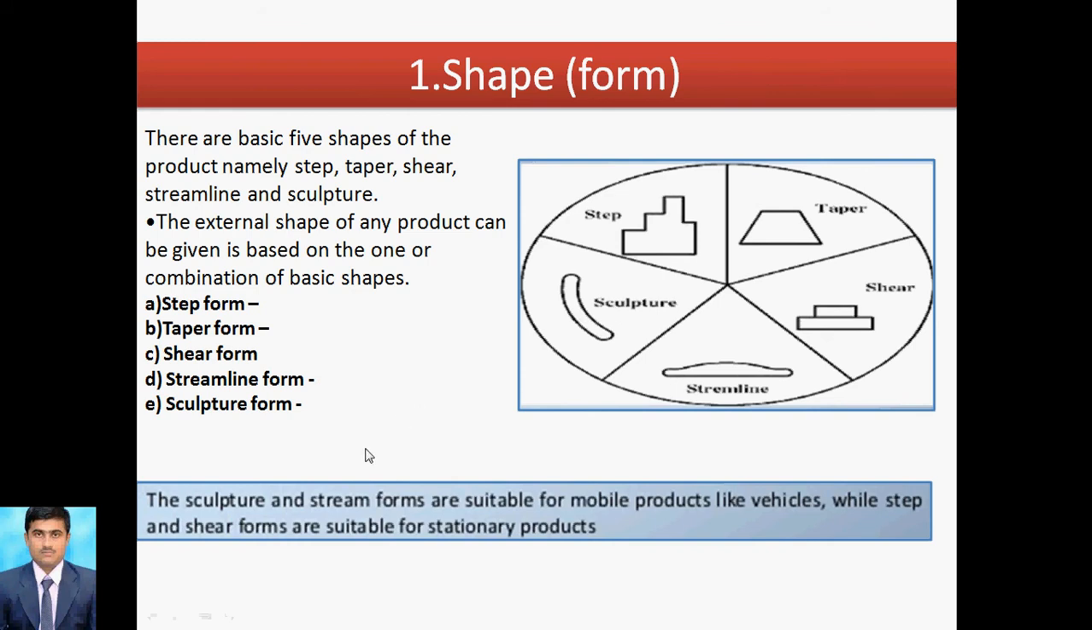So normally the sculpture or streamline form is followed in vehicles, and step and shear forms are observed for stationary products. So this is regarding the shape.